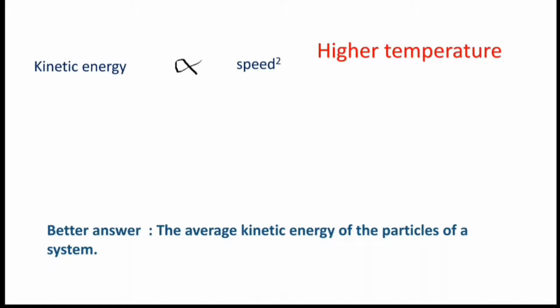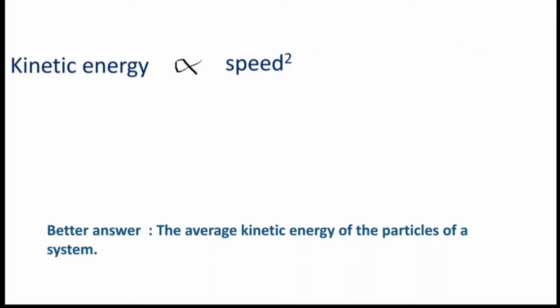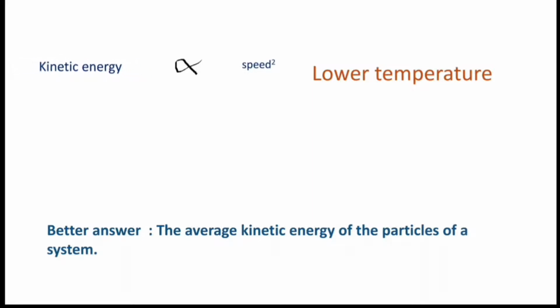Okay, so at a higher temperature, we know that the speed is going to be very high, which means the particles have more kinetic energy. At a lower temperature, it simply means the particles are going to be moving much slower, and consequently they will have a lower amount of kinetic energy.